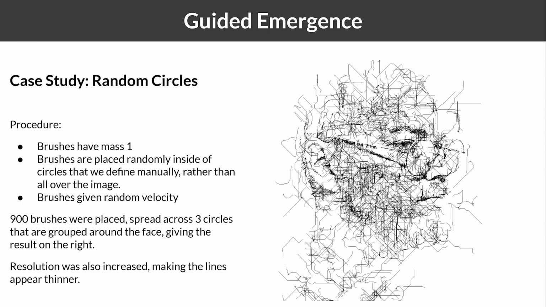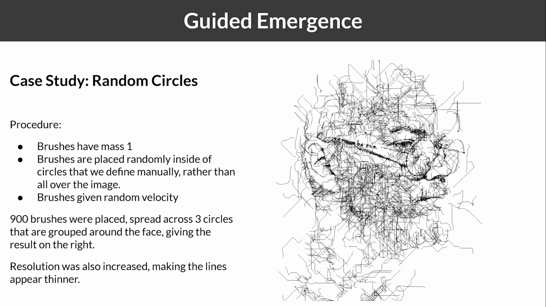And then finally, this was the method that I ended up liking the most. I call it the random circles method. It's very similar to random field, but instead of placing the brushes randomly all throughout the image, we manually define a few circles placed on the image, and the brushes are placed randomly inside of these circles. Otherwise, it's just like random field. They're given random positions inside of the circles and random velocities, and they have a mass of 1.